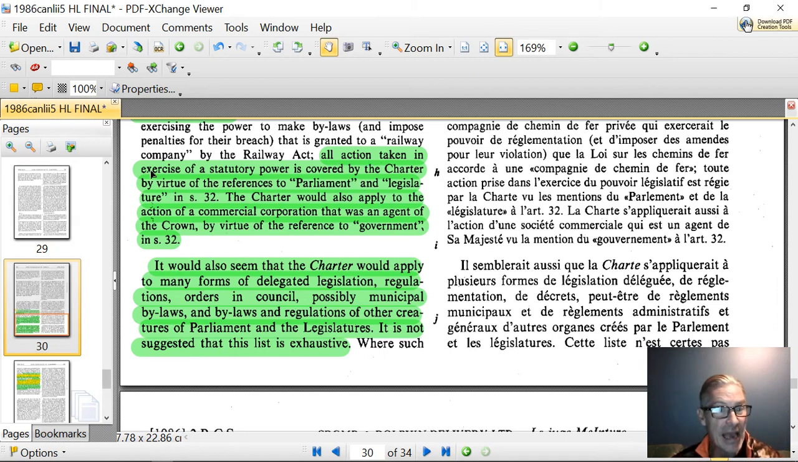All action taken in exercise of a statutory power is covered by the Charter by virtue of the references to Parliament and Legislature in Section 32. The Charter would apply to the action of a commercial corporation that was an agent of the Crown by virtue of reference to government in Section 32. So, of course, all statutory power is covered by the Charter because statutory power is power over artificial persons and corporations, not men and women.